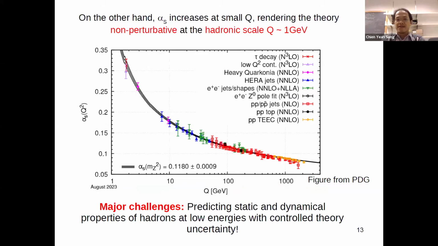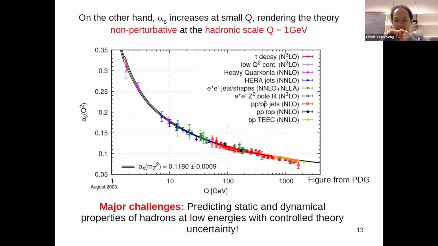On the other hand, the strong coupling constant increases when energy becomes smaller and smaller. For instance, at the scale where we observe hadrons as low energy particles, namely the hadronic scale at Q close to 1 GeV, the theory becomes totally non-perturbative. Therefore, perturbative expansion in standard quantum field theory doesn't work.